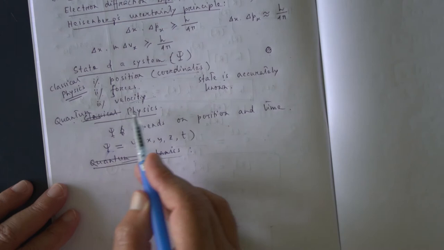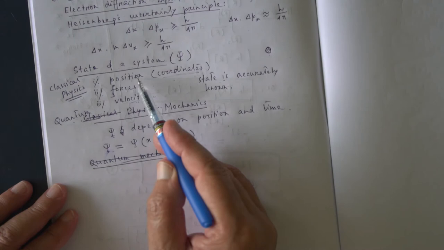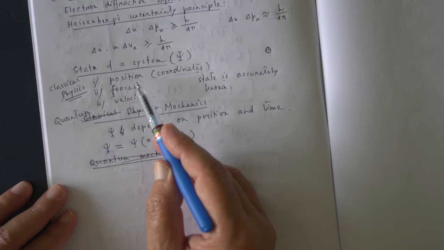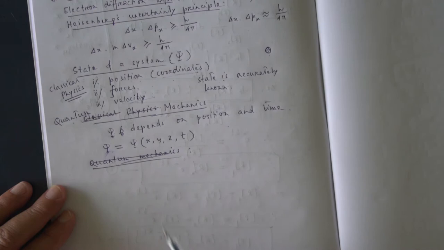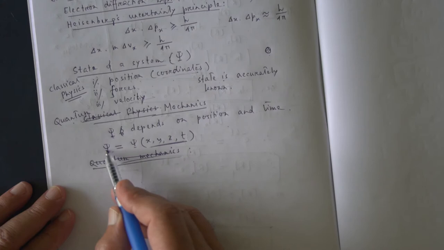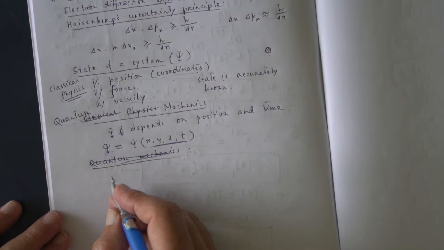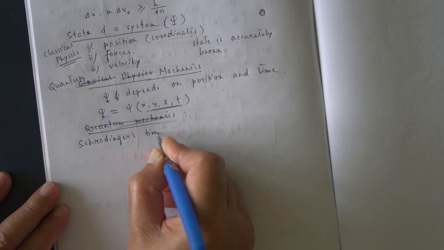In quantum mechanics, what happens? We do not know the position accurately, neither do we know the velocity accurately. So there will always be some uncertainty. But we know that state depends on position and time. That is, state is a function of this. Now, how does state depend on this? Regarding that, we have an equation which is called Schrodinger's time dependent equation.